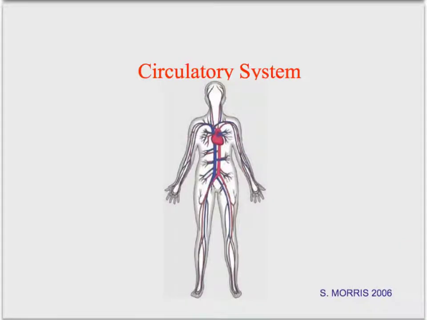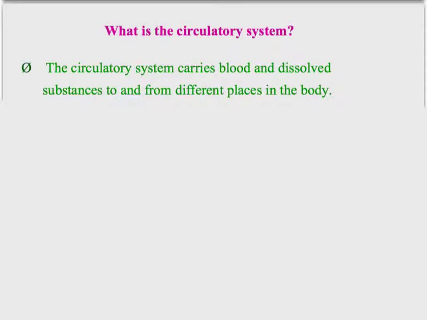So again, today we're talking about the circulatory system. Let's start by talking about what the circulatory system is. The circulatory system is a system that carries blood and dissolved substances, like oxygen, carbon dioxide, and nutrients, to and from places in your body. It's also sometimes referred to as the cardiovascular system. For the purpose of this class, we'll probably refer to it mostly as the circulatory system, but if it helps you remember, cardio means heart.